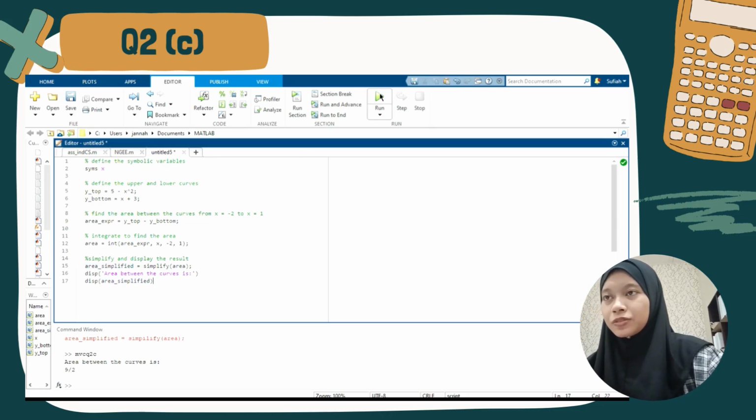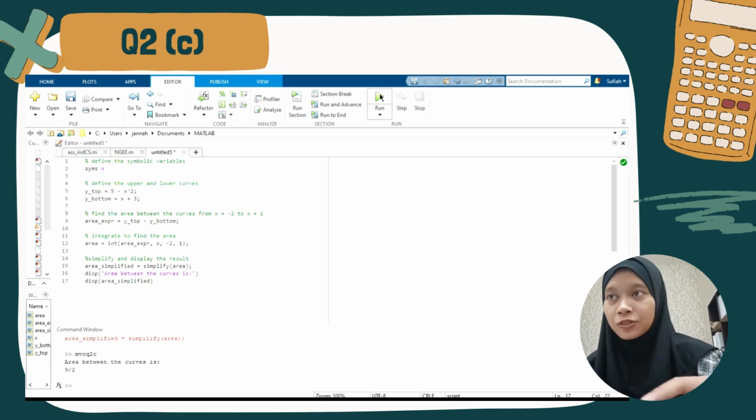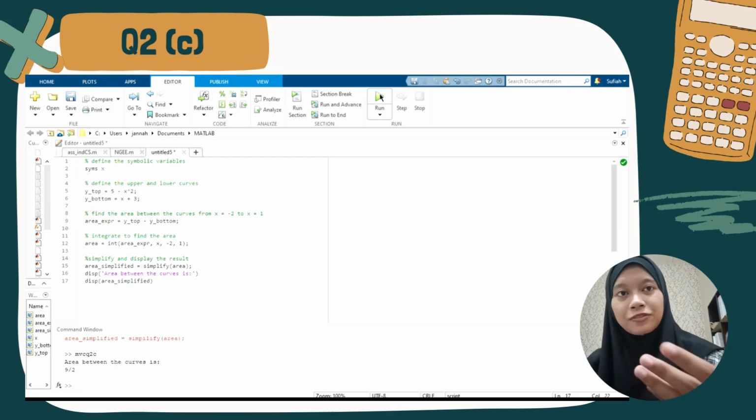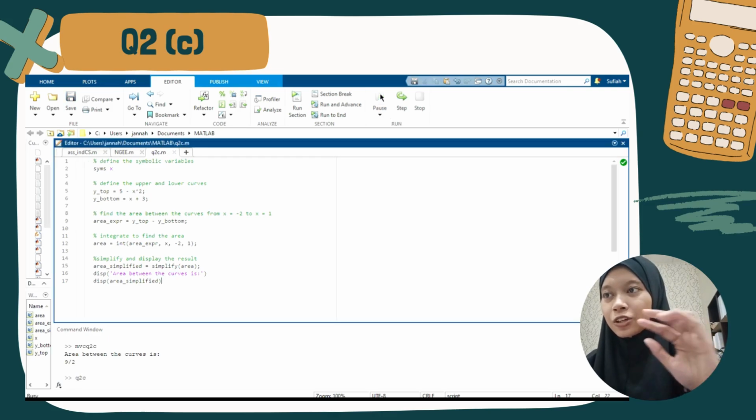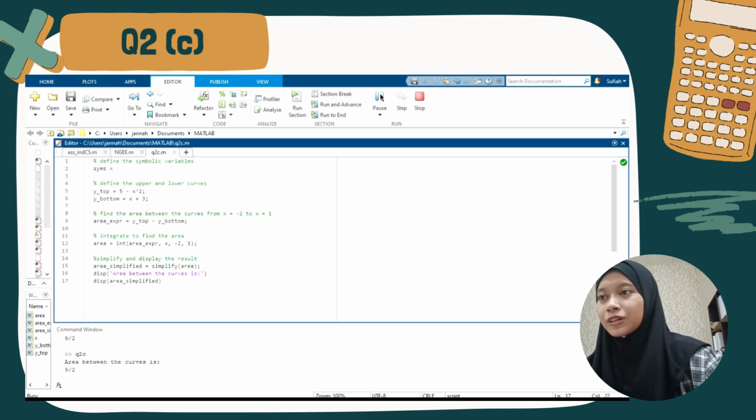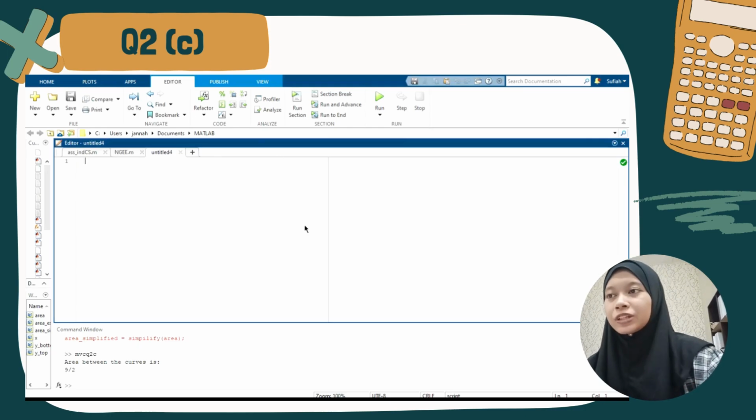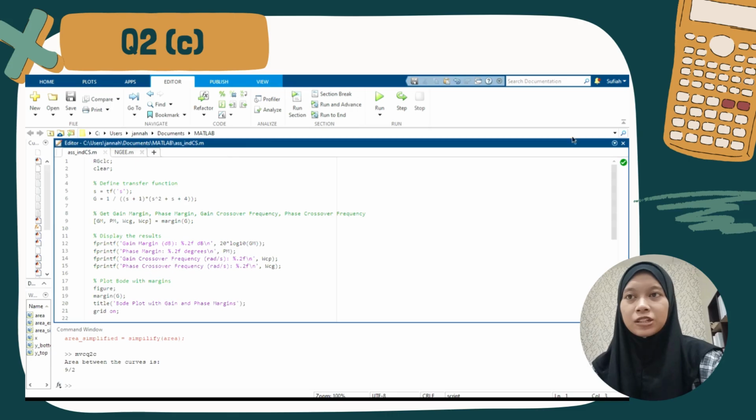After that we need to run the code. When we run the code, we need to save first. I saved the file as question 2C. As you can see, I run it. I already ran it and you get the answer. The answer is 9/2 units. This is the correct answer, matching the manual calculation that we got.